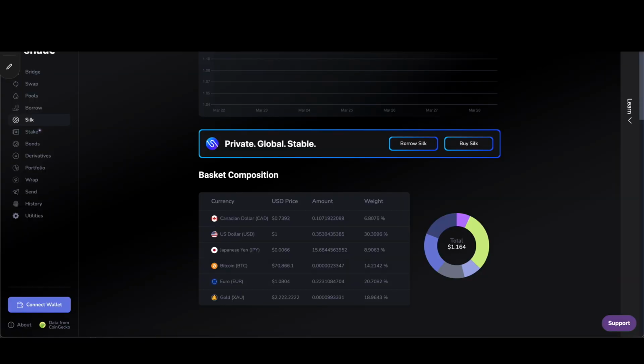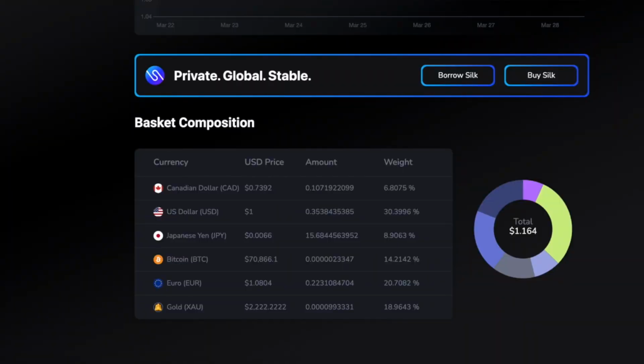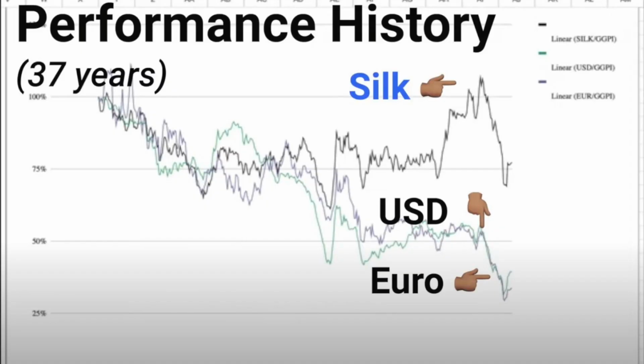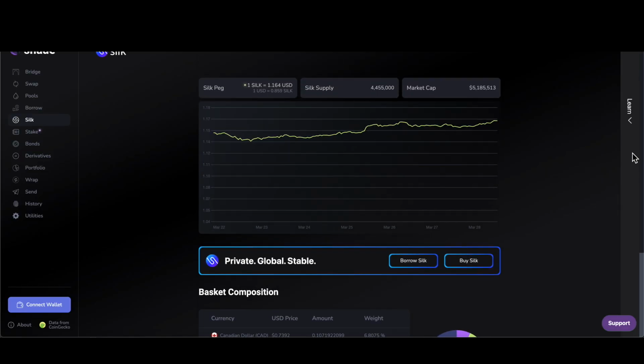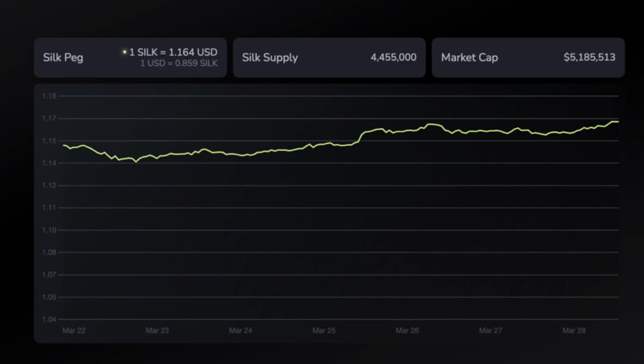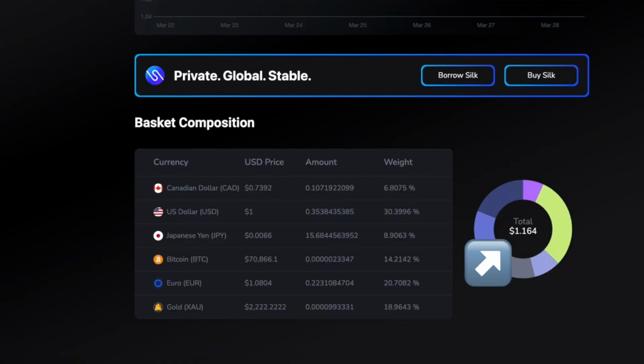The silk peg is silk's target price. This peg was selected after careful discussion by a community research team who ran the data and found that this was ideal for preserving purchasing power over time, especially as opposed to pegging to the US dollar, which is what essentially every other stablecoin does. So instead of a price of $1 like every other stable, silk's peg floats and actually appreciates over time as the value of this peg composition slowly increases.